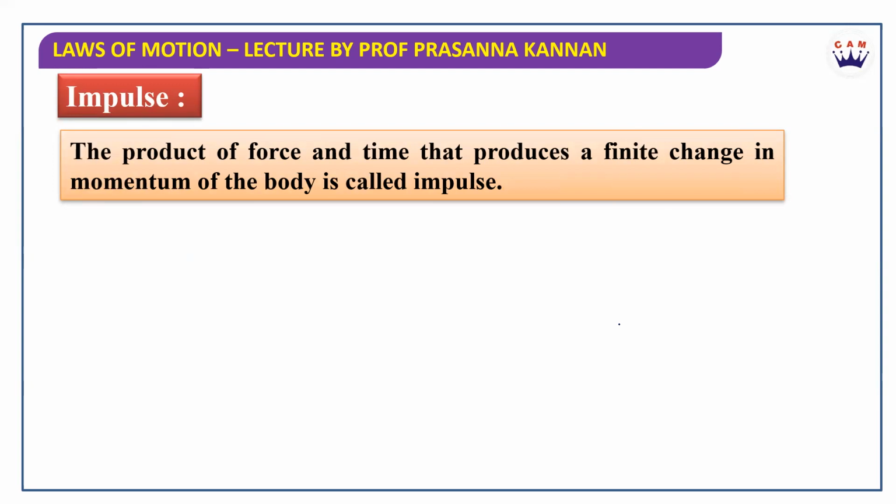When force acts on a body, what will be there? Acceleration will be there. Because of that, what will be there? Velocity will change. If velocity changes, what changes? Momentum changes. A force acts on a body for a small amount of time, resulting in change in momentum. This is called impulse. The product of force and time that produces a finite change in momentum of the body is called impulse. How is it mathematically given?